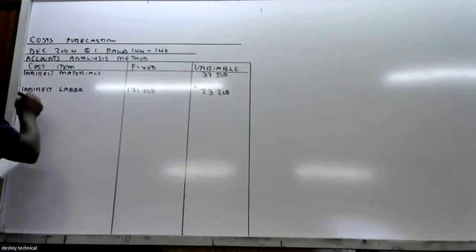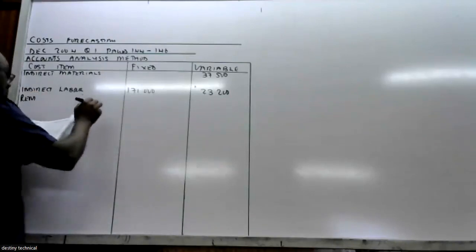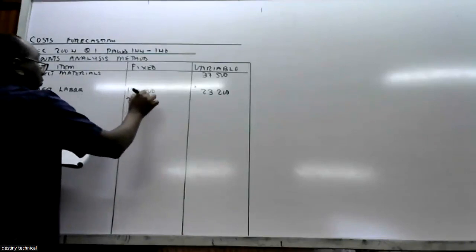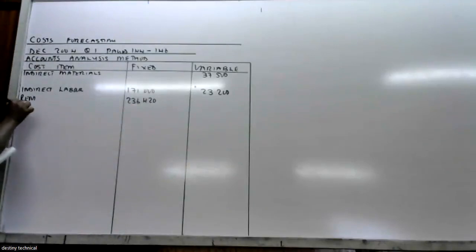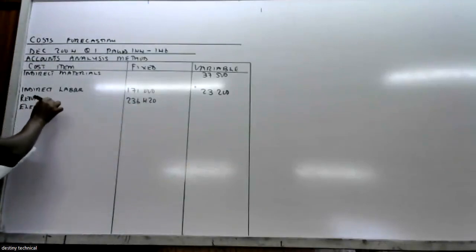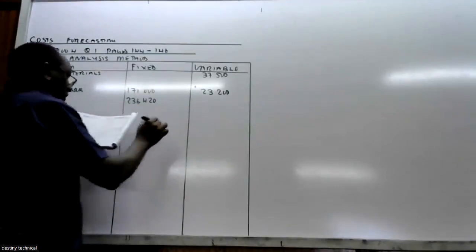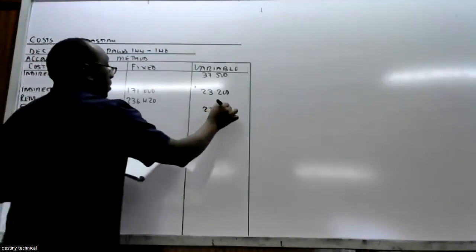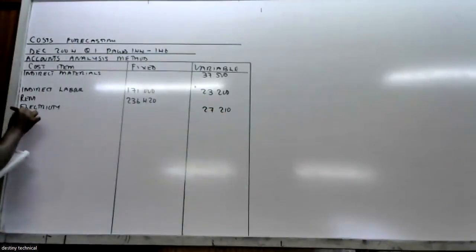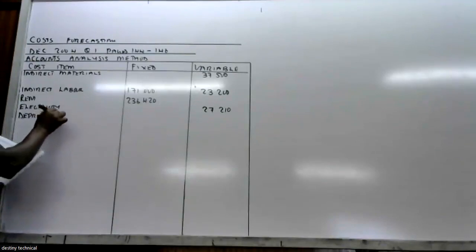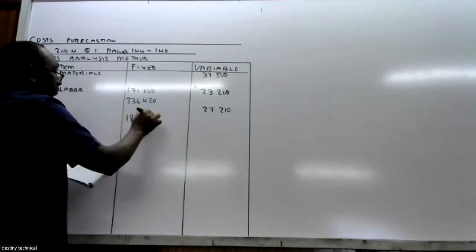Then there is rent, which is fixed, 236,420. Electricity, which is variable, the amount is 27,210. Then there is depreciation. Depreciation is fixed, 181,000.